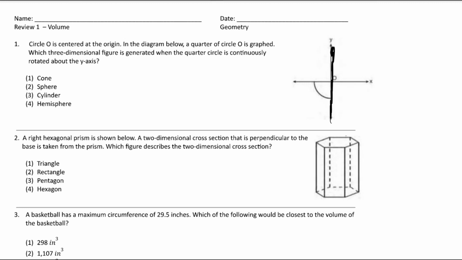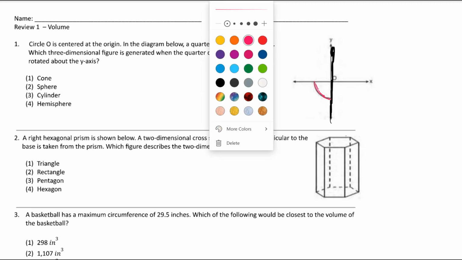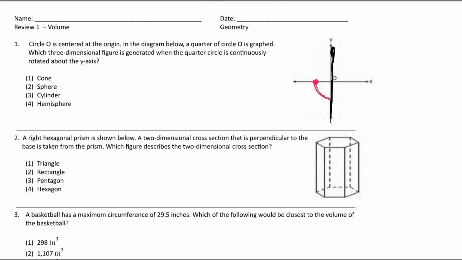So here's what you need to picture. Imagine taking this part of the circle and picking it up out of the page and spinning it around the y-axis over and over again, so that it creates this shell sort of figure, and it's going to be in 3 dimensions. Now, it doesn't look like a cone. It looks like part of a sphere, but not a full sphere. It's actually half a sphere, which is called a hemisphere.